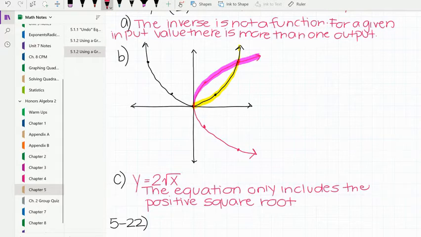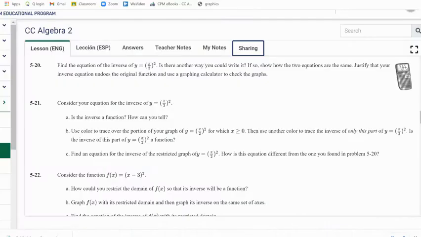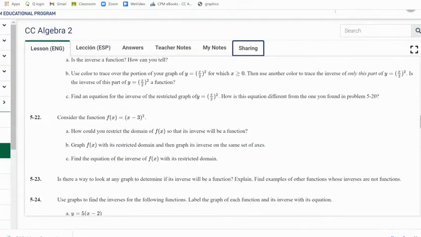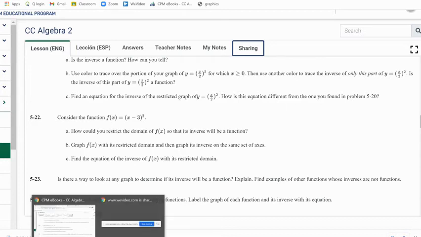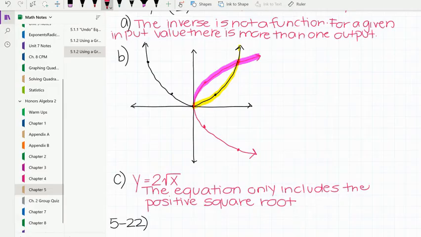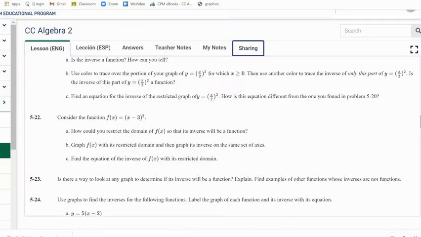Looking at question 22, it's another parabola. We already know that if it's a parabola, the inverse will not be a function, so it's going to ask how we could restrict the domain. In other words, in the last one, to make it a function we had to restrict the domain and make x greater than or equal to 0. They're going to ask how we could restrict the domain for this particular parabola.